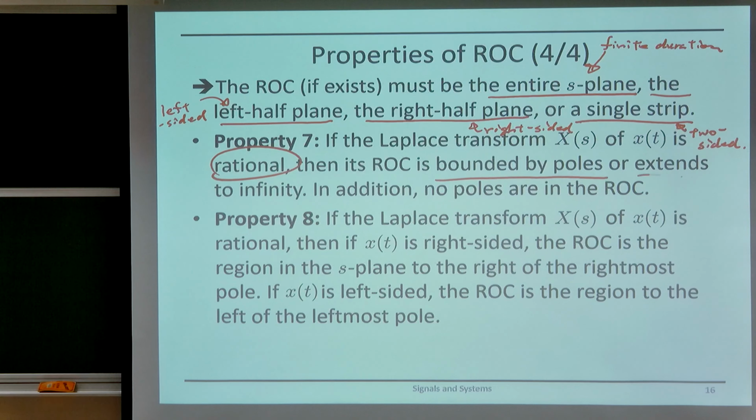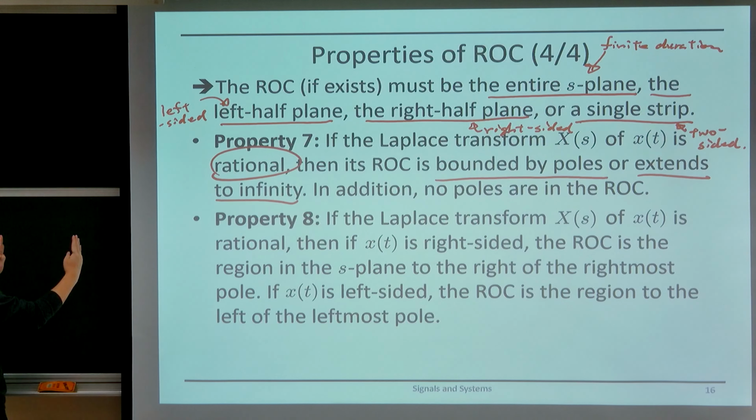So this means that your region of convergence will extend to infinity if there are no poles blocking the way, okay? But if there is a pole along the way, then you will be bounded by that pole, right? Your region of convergence can only extend up to that pole. And if there are no poles, you can go to infinity, all right?